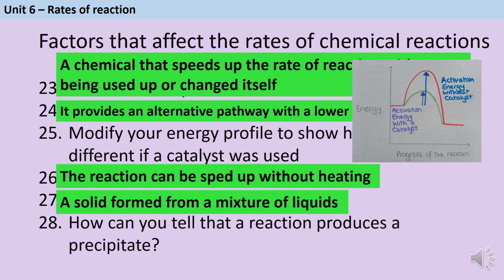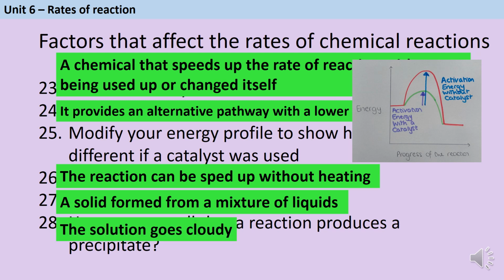A precipitate is a solid that forms from a mixture of liquids, and you can tell if a reaction makes a precipitate because the liquid will go cloudy. So the classic example of this is you've probably done this practical where you mixed dilute sodium thiosulfate with dilute hydrochloric acid, and after a little while it produces a sulfur precipitate, which is a sort of yellow solid, and it makes the solution go cloudy, and you might have done this on top of a cross and seen the cross disappear.